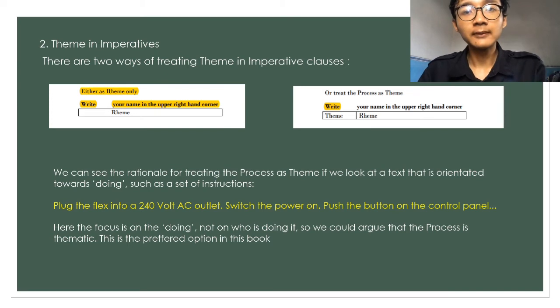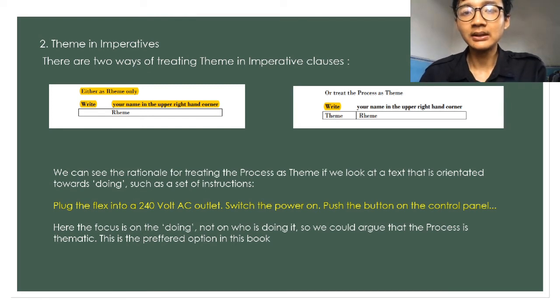So, imperative is one of several sentence types used to give commands, instructions, warnings, advice, and requests, and the sentence is usually ended by an exclamation mark. And theme in imperatives is really unique. There are two ways of treating theme in imperative clauses: either as rheme only or treating the process as theme.